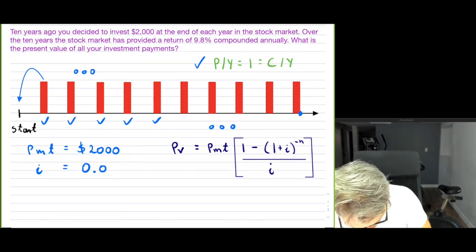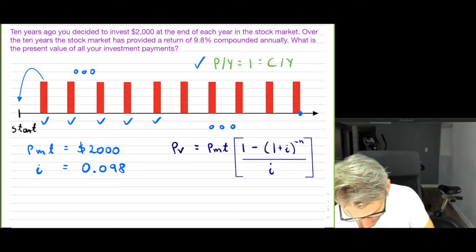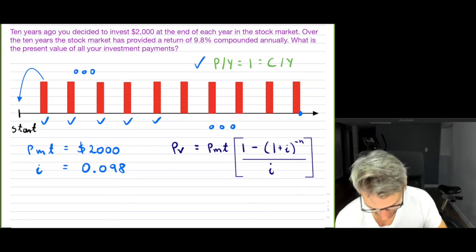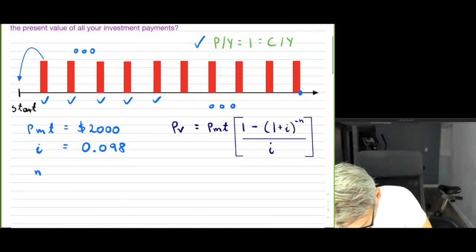Now, if you take that, okay, so annually it would be divided by 1. So in this case, I'm going to just leave it as it is. All right, notice I changed it to a decimal. So that's what we have there. And notice how many payments do we have? We have 10 payments. So this would be 10.